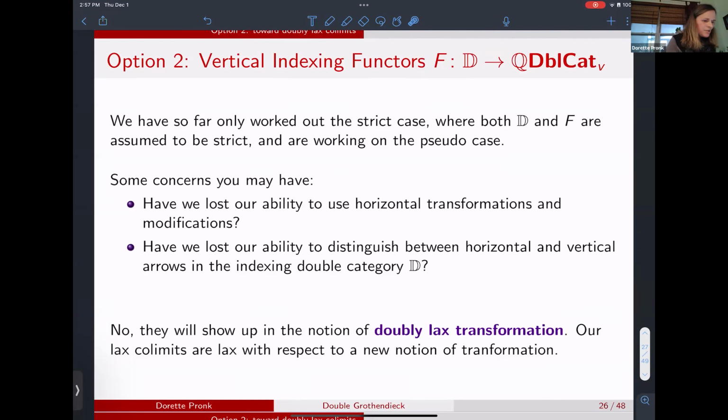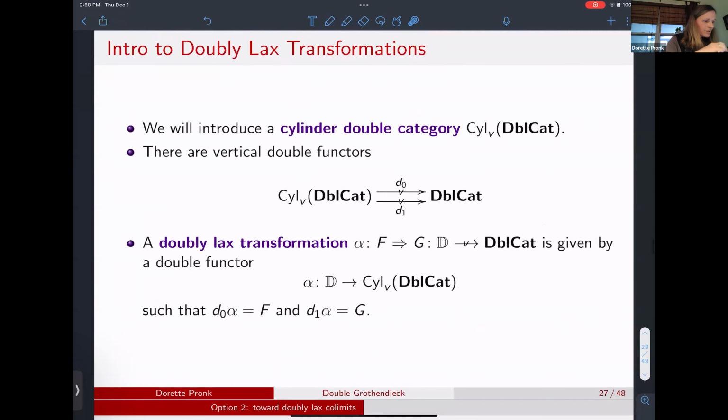And this is being taken care of by a new notion of transformation. So our vertical double functors, which were double functors into Q double cat V, can get a new notion of transformation that is not just a horizontal or vertical transformation, but that takes both sides into account. And what we're going to do is we were inspired by Benabou's cylinder construction for defining transformations. So that is the plan.